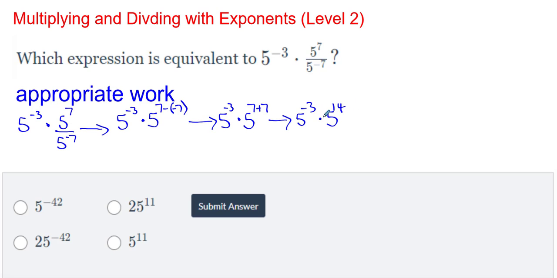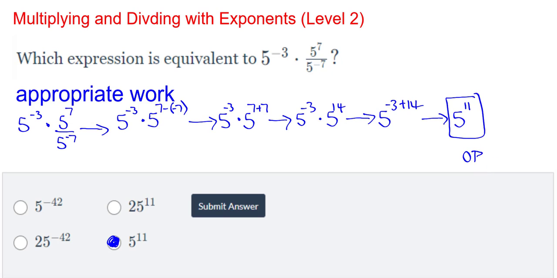And now finally that the fraction's simplified, we can go ahead and just multiply. 5 to the power of negative 3 times 5 to the power of 14. When I have the same base and I'm multiplying, I add the exponents. So I write 5 to the negative 3 plus 14. And then finally, 5 to the power of negative 3 plus 14 is 5 to the power of 11. And that's going to be 5 to the power of 11.